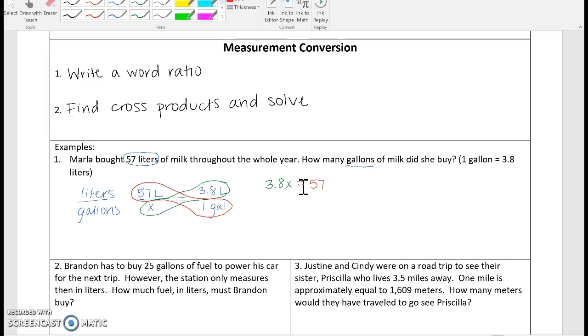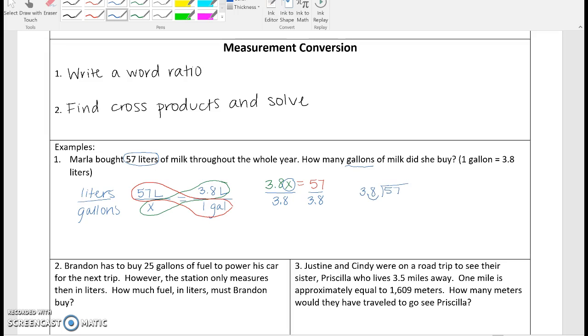So now I want to get x by itself. I'm saying 3.8 times a number equals 57. To get x by itself, I need to get rid of 3.8, so I have to do the opposite operation. The opposite of multiply is to divide. You always divide by whatever is there with x. So I'm going to divide 57 by 3.8. Top in, bottom out.